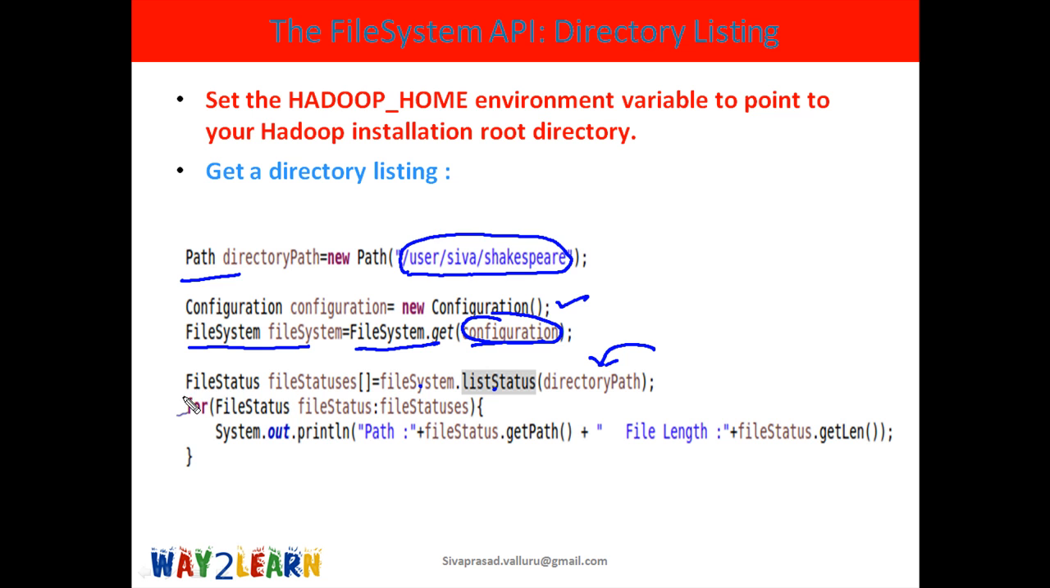I will be returned with an array of file status. Each file status object represents a path in the directory. The path can be either a file or a directory. So I am iterating through each file status and printing the path object. FileStatus.getPath will give you the path object pointing to either a file or a directory. FileStatus.getLen will give you the length. Okay, this is the way to list a directory.